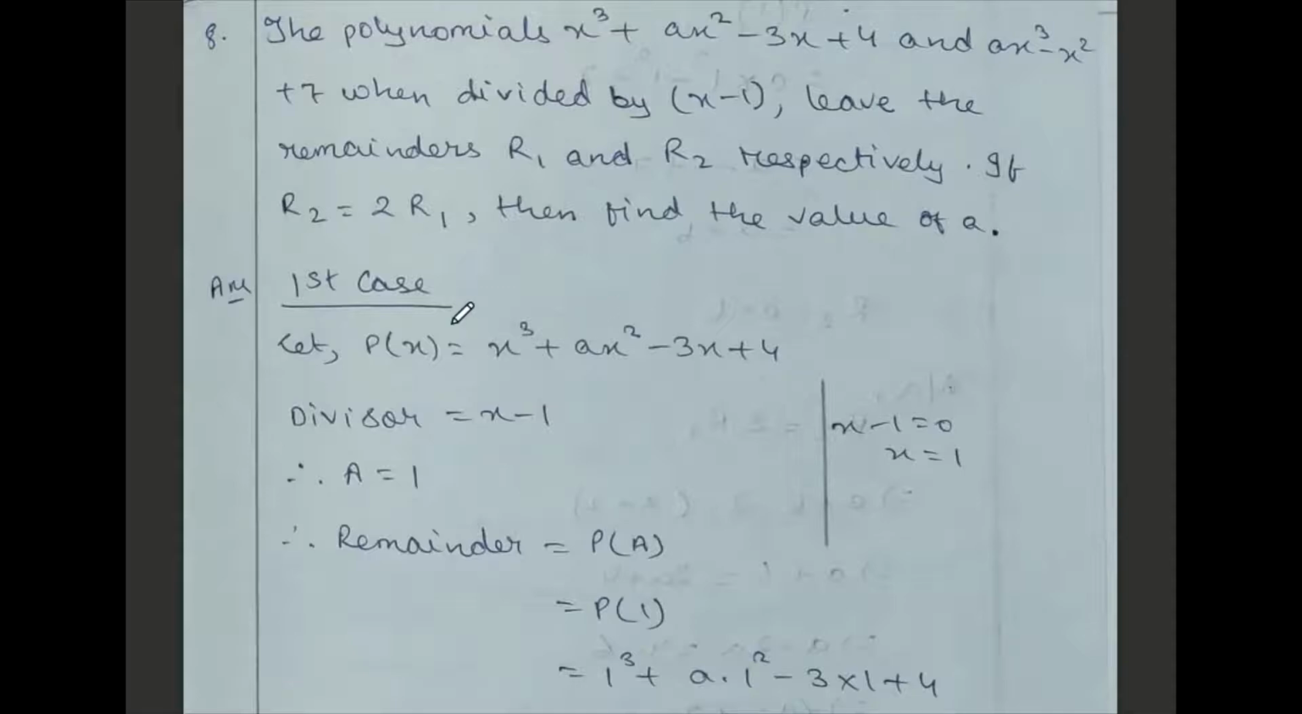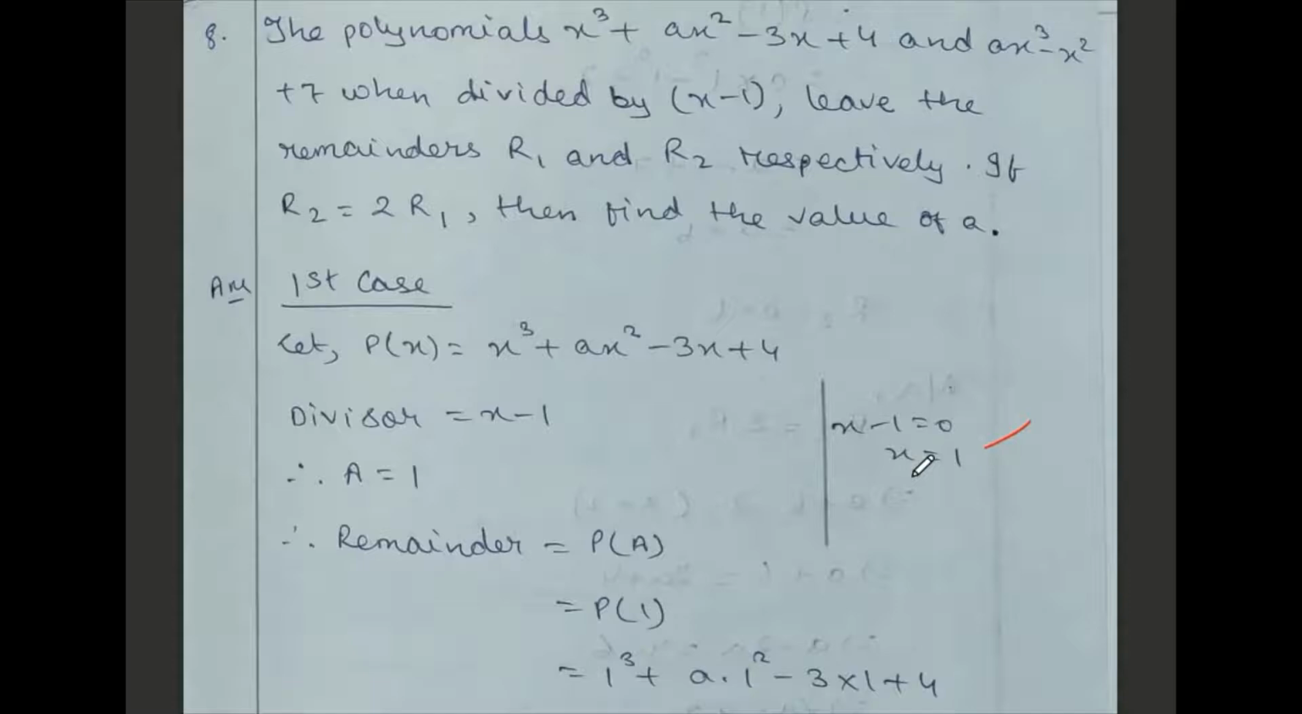Here also in both the polynomials small a is available. So let us go for the first case now. I hope you can understand whatever is going on. So in the first case, let p(x) be equal to this, x cube plus ax square minus 3x plus 4. For both the cases, divisor is given, x minus 1. So take this divisor outside, like how to find the zeros, like that you will proceed. x minus 1 equals 0, x is equal to 1. This is the value for A. As I told you, according to the remainder theorem, our remainder is p(A), where A is nothing but a real number, and that value we can get this way.